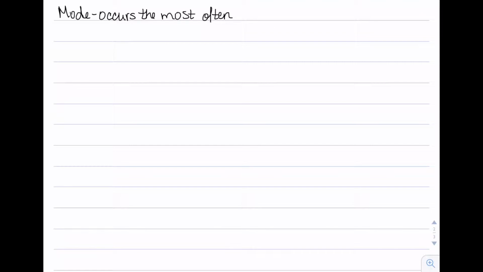The next thing we'll look at is the mode. And the mode is defined by being the thing that occurs the most often. It's the data point that appears the most. And we can have more than one mode. Maybe there's multiple things that appear the same number of times. We can also have no mode. If everything appears only once, then that would be a case of no mode. So it's possible to have one, it's possible to have more than one, and it is possible to have none.